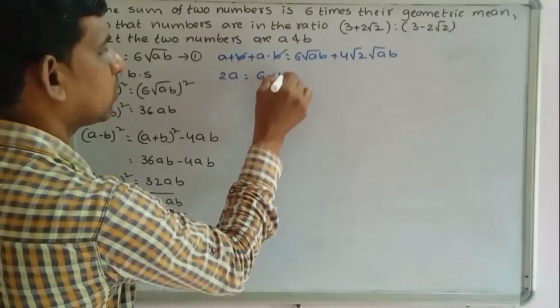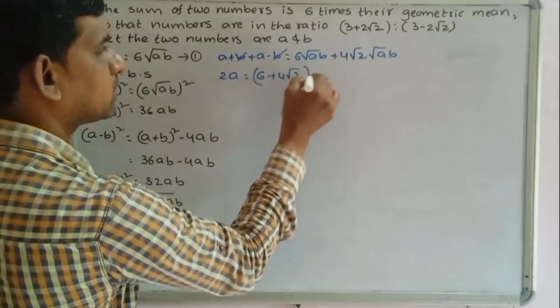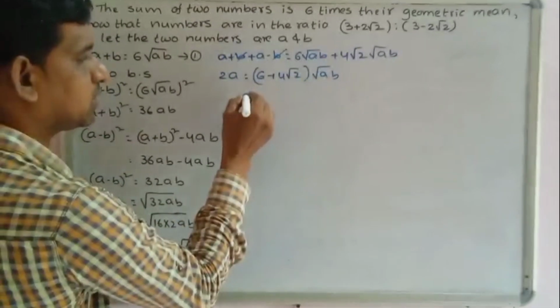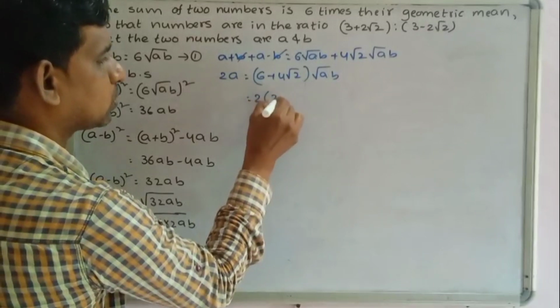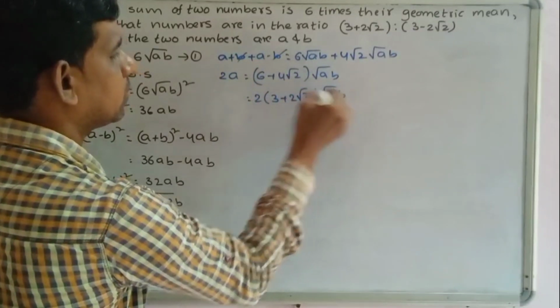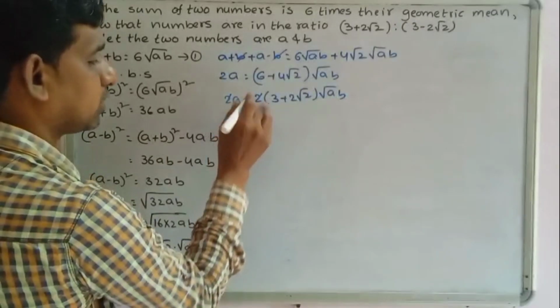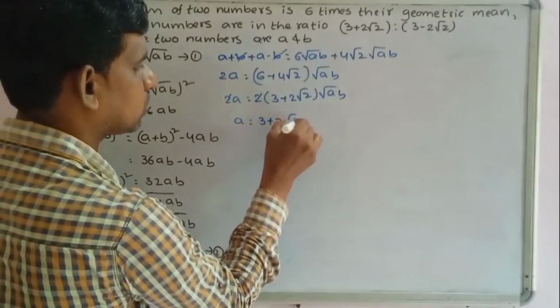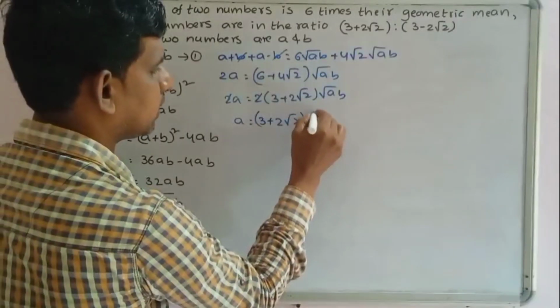So 6 plus 4 root 2. Root ab is the common term. Now again, 2 is the common in this first expression. So 2 times 3 and 2 times 2, times square root of ab. So this is 2a. So the 2 gets cancelled: a equals 3 plus 2 root 2 times root ab.